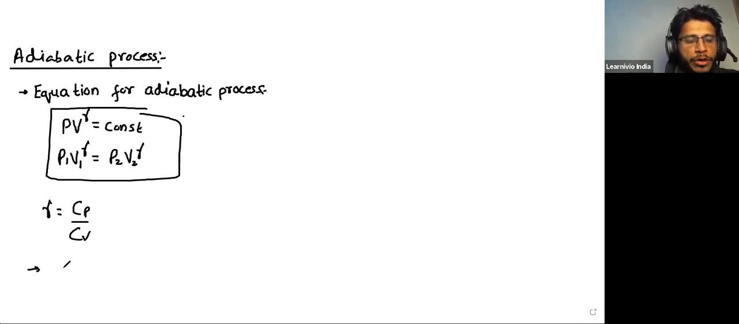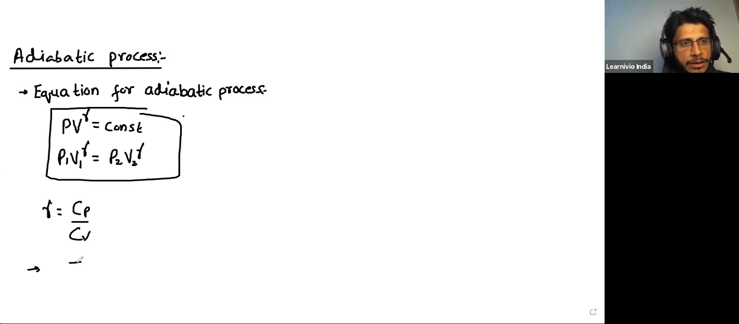You can have one more equation between temperature and volume. Because in the adiabatic process, temperature is not constant, it is continuously changing. Volume is continuously changing. Also, the pressure is changing. So you will have a few equations. One equation connects pressure and volume, another can connect pressure and temperature, another can connect temperature and volume. So that's the first equation.